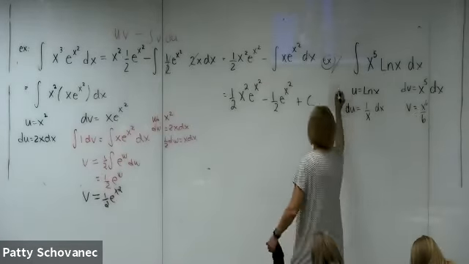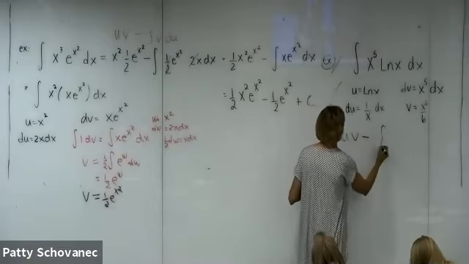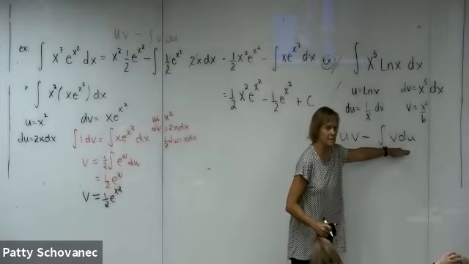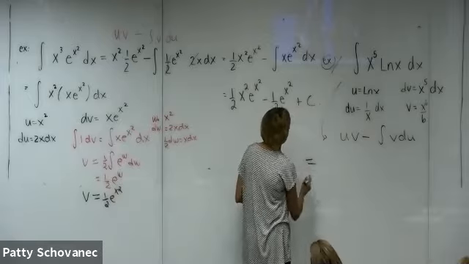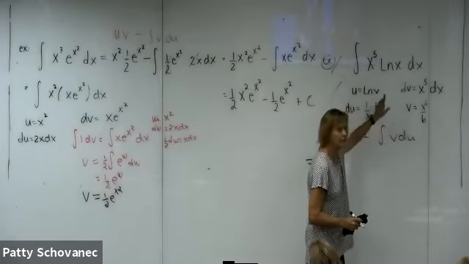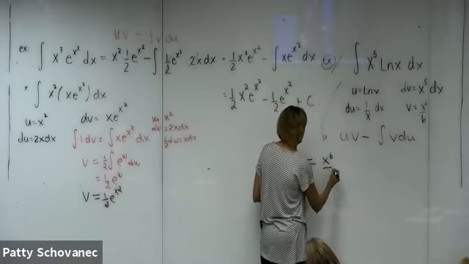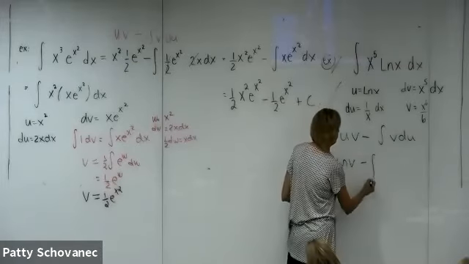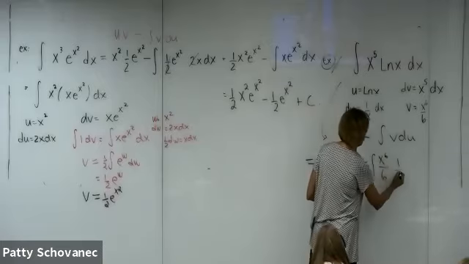So I've got room down here. You're going to put u times v minus the integral of v du with the hope that in the second iteration, this is an easier integral to do. So u times v, I like to put the polynomial in front of the logarithm. So let me write that as x to the 6th over 6 times the natural log of x. There's my u times v. Minus the integral of v du. Du is 1 over x dx.